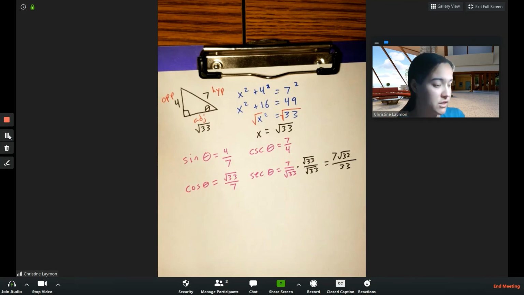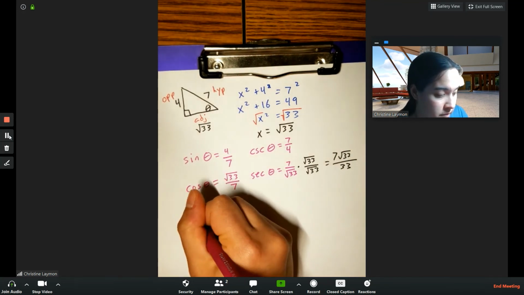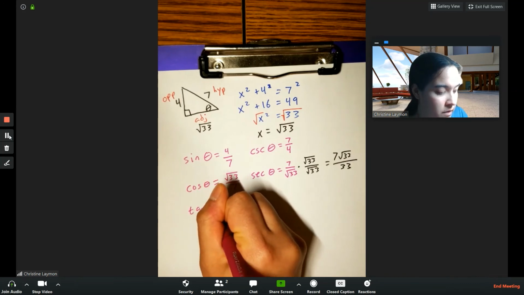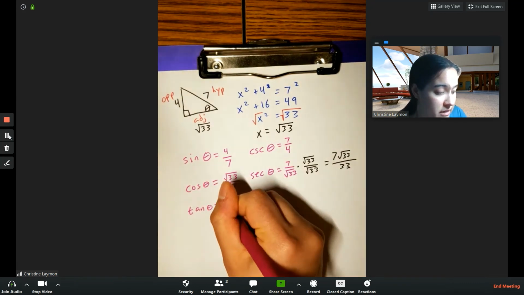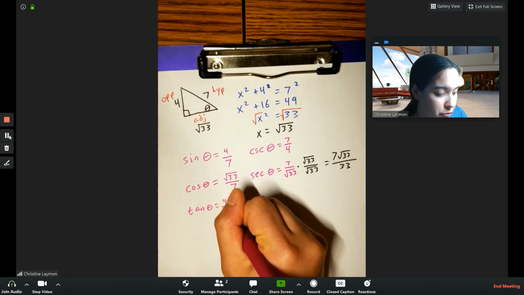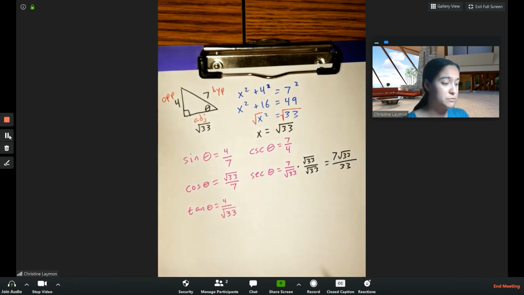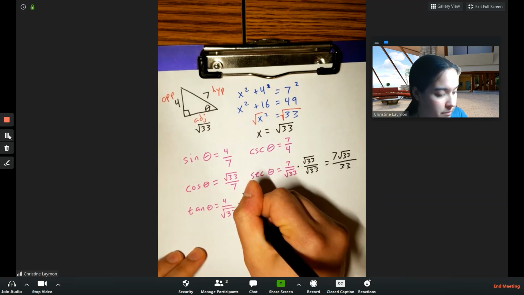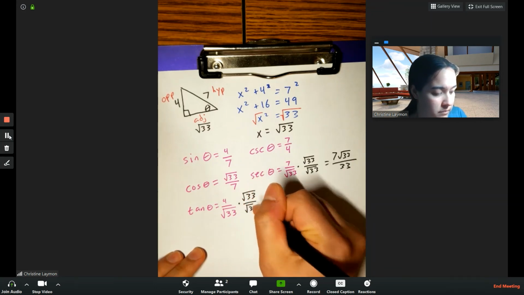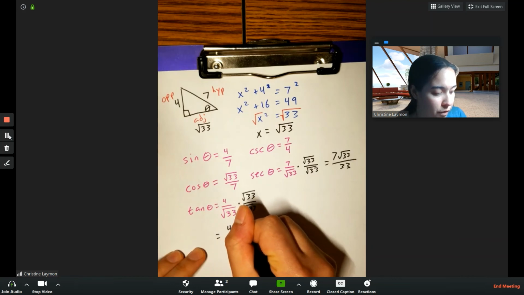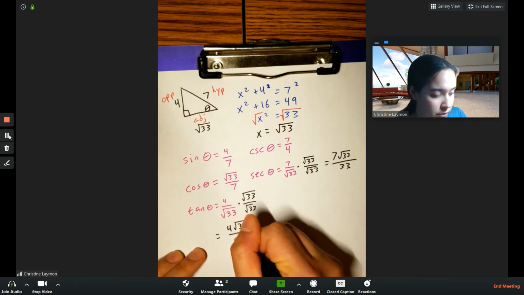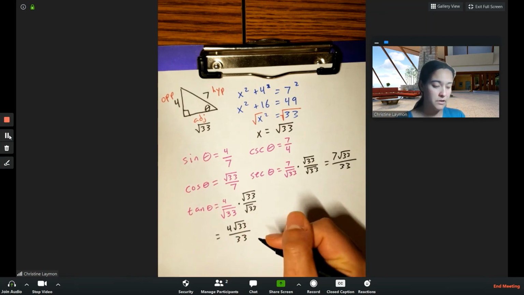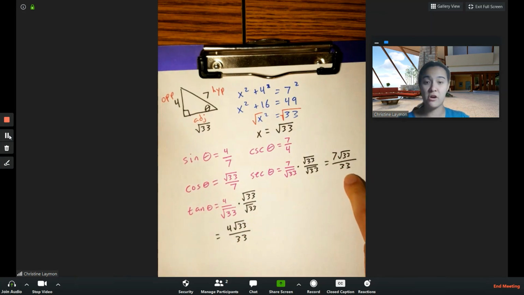Let's go ahead and do tangent. So tangent of theta. Remember we have opposite over adjacent, so 4 over root 33. We're going to repeat the same process we just did right here. We have to rationalize. So multiply top and bottom by the square root of 33. When you do that, we have 4 root 33 all over 33. And again, notice that 7 and 33 have nothing in common. 4 and 33 have nothing in common.